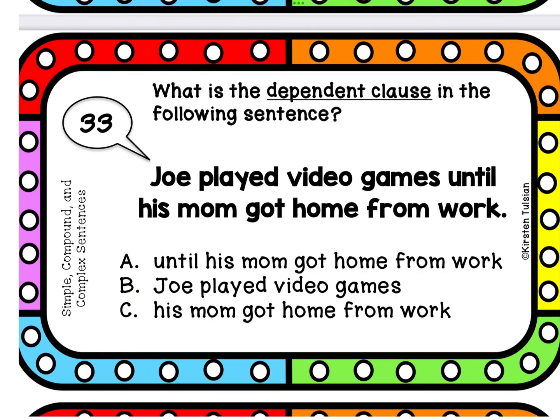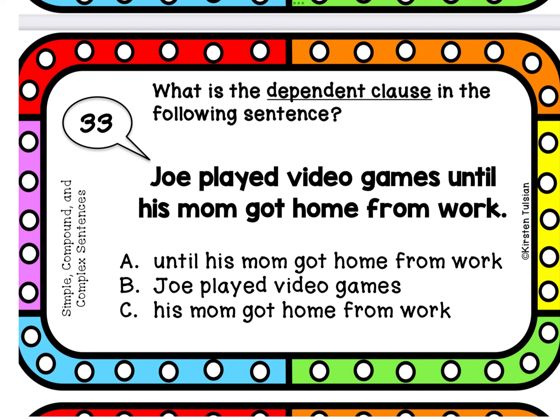Okay, on this last slide, we're going to find the subordinating conjunction, but we're also going to figure out what the dependent clause is. What is the clause that cannot stand alone? Okay, so here's our sentence. Joe played video games until his mom got home from work. So the first thing I'm going to do is look for the subordinating conjunction, and then I know that after that comes my dependent clause, or that starts my dependent clause.